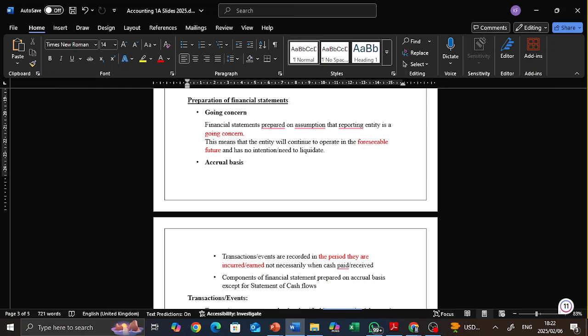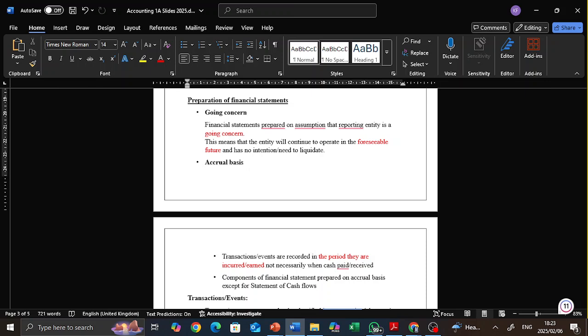Going concern is basically that the reporting entity, which is the company, presents their financial statements on the assumption that it is a going concern. What is a going concern? It means they have no intention to close down anytime soon. They see themselves operating in the foreseeable future. So when I create my statements for this year, I'm not going to create statements if I know I'm not going to be active next year. Why would I do that?